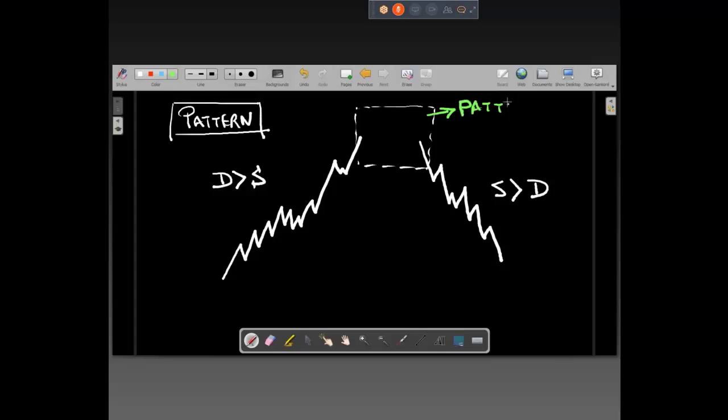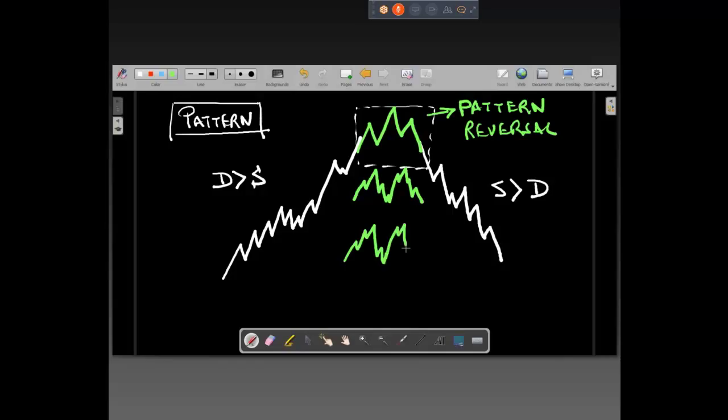Right? And when these patterns are formed, they are leading to a reversal. The market is coming down. So these are reversal patterns. Let's say a head and shoulder top is a pattern, or a double top is another reversal pattern. A triple top is yet another reversal pattern. So these are all different types of patterns which reverse the market.